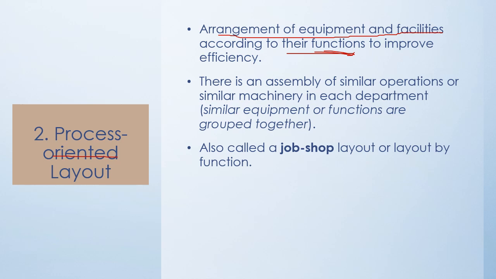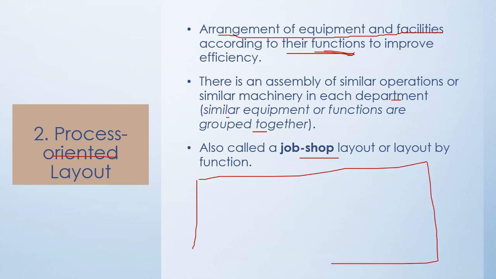There is an assembly of similar operations or similar machinery in each department. Similar equipment or functions are grouped together, and it is called a job shop layout or layout by function. So process layout can be seen clearly in a printing company. How does a printing company arrange their facilities? So let's say in a printing company, as I said earlier in the previous example, there is a photostating function, laminating function, binding function, printing function, scanning function.